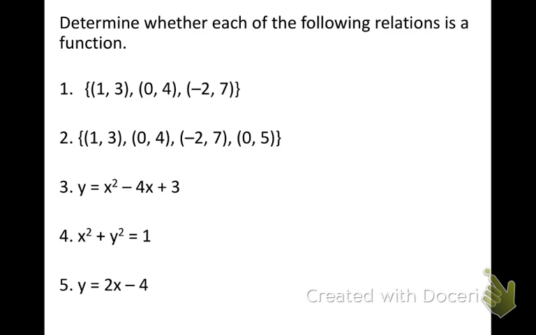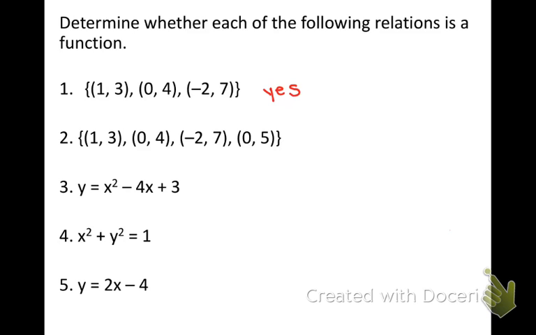Most of us probably remember that if we're looking at whether a relation is a function or not, we're really trying to determine whether or not that x value repeats itself, paired with more than one y value. So if we check out this first one, we have the points (1, 3), (0, 4), and (-2, 7). Looks golden to me. So this first one, yes, it is a function.